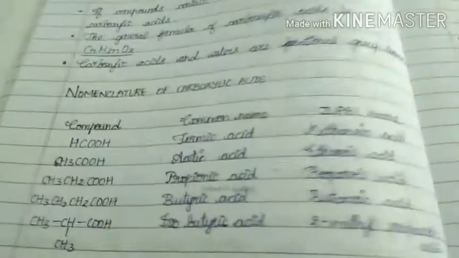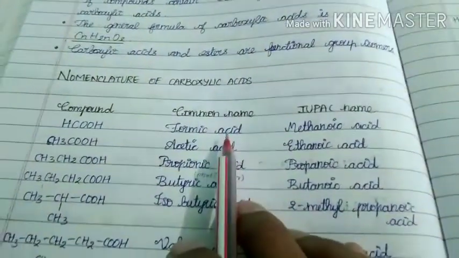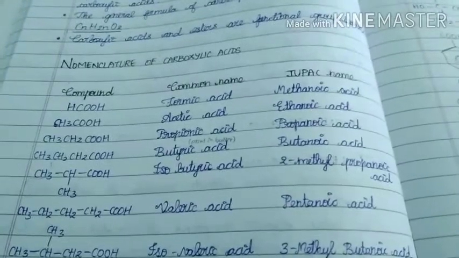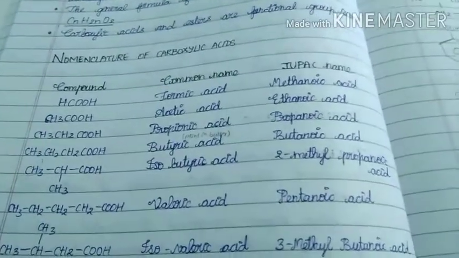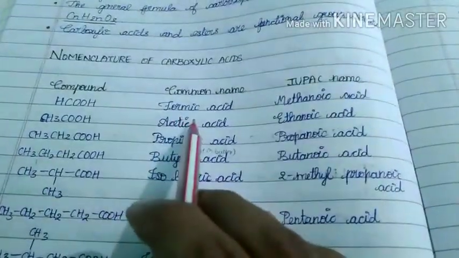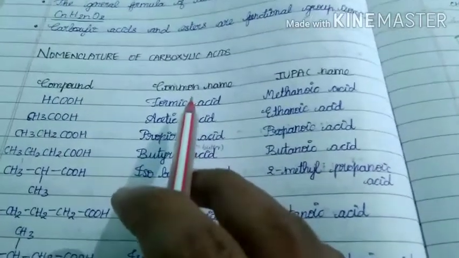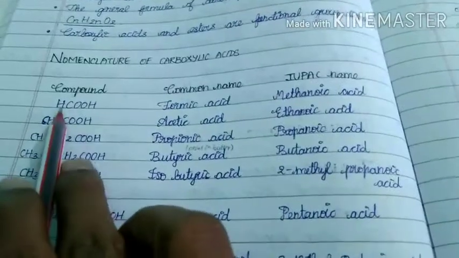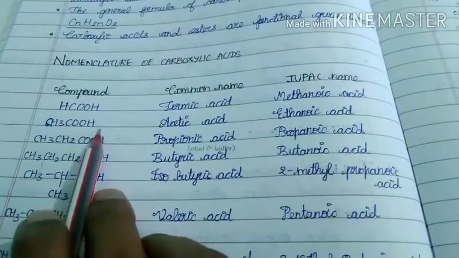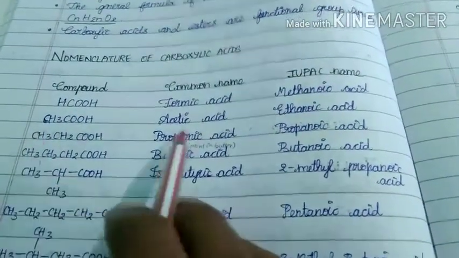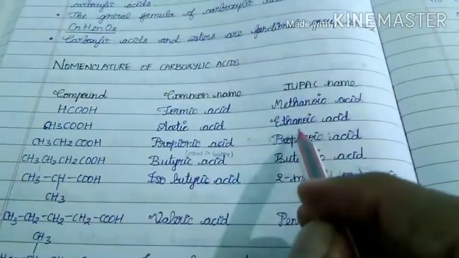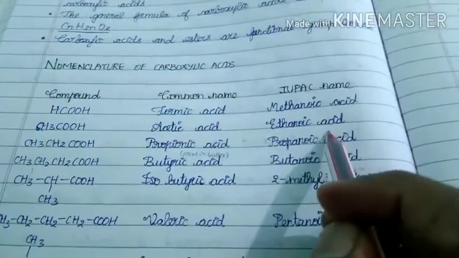Next point, nomenclature. The first compound is HCOOH, the one-carbon carboxylic acid. Its common name is formic acid. It is present in red ants. Its IUPAC name is methanoic acid because only one carbon is present. Here the two-carbon carboxylic acid is acetic acid. That is its common name. Its IUPAC name is what? Ethanoic acid.